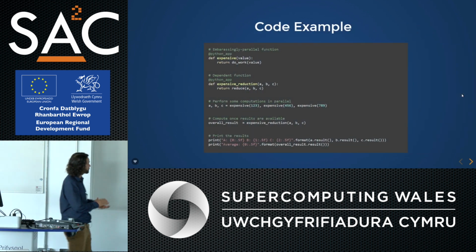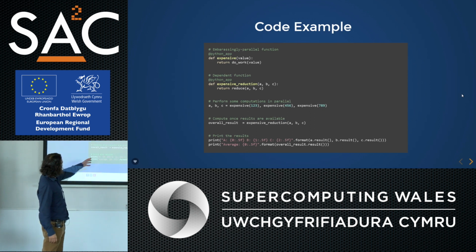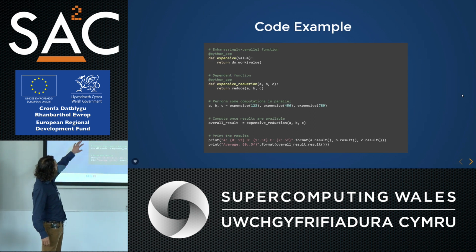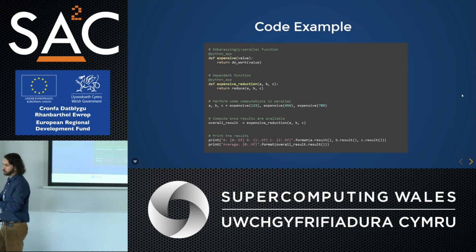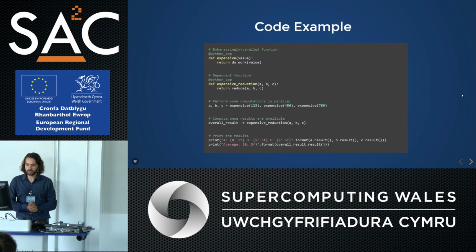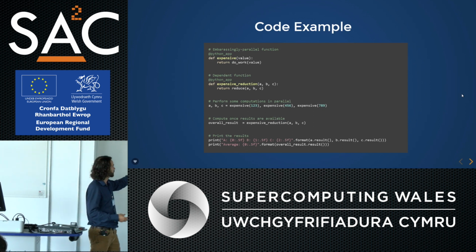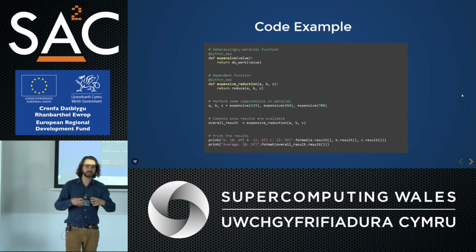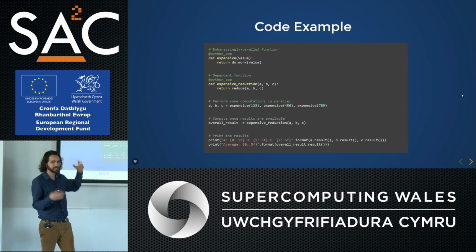Quick example of how Parsl works. Here we see I've got two functions. I've got some expensive function at the top, which is the thing that's doing some work, and I've got also some expensive reduction, which is something that I want to happen to the results of multiple runs of this first expensive function.